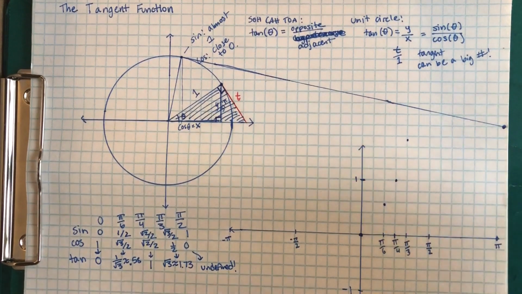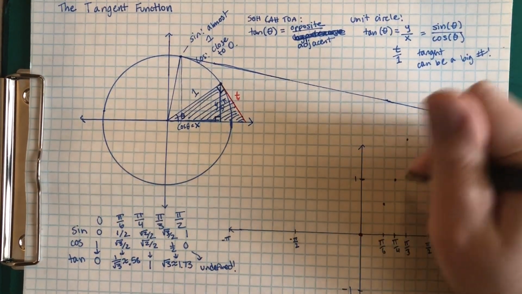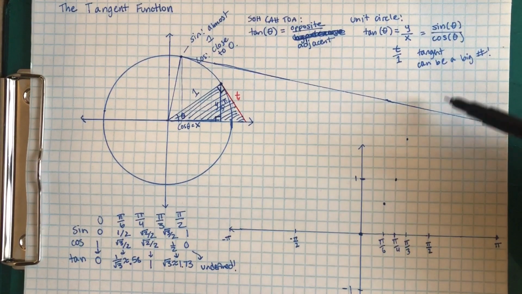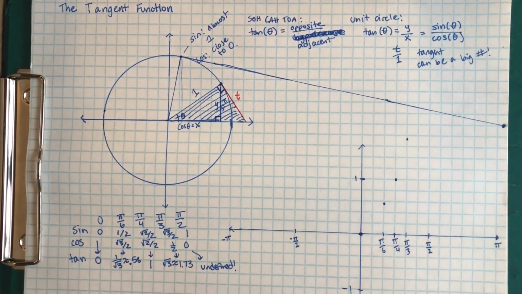And then pi over 2, I don't have a way to write in because it's undefined. So far, I see this shape that almost looks like graphing the square root of x. It's got this sort of curve upward. But before we connect those together, let's do a little bit more investigating.